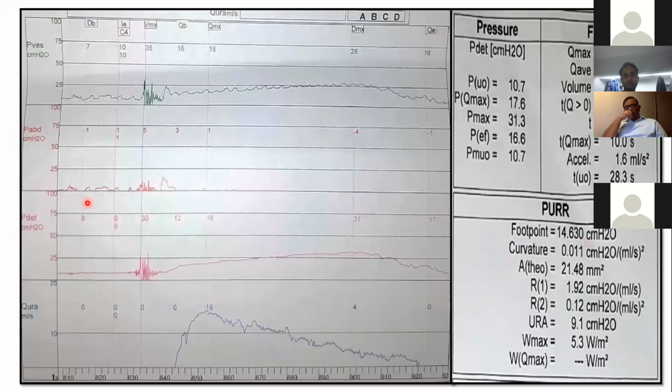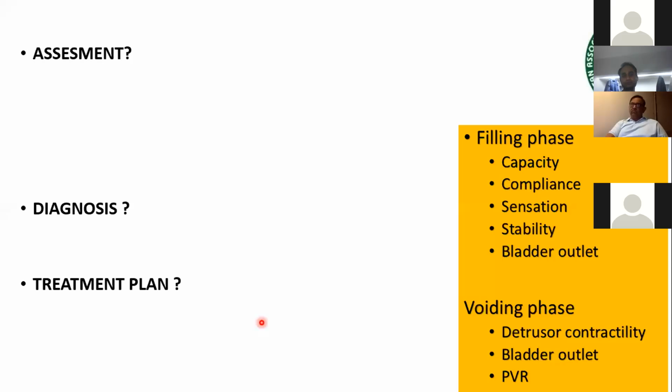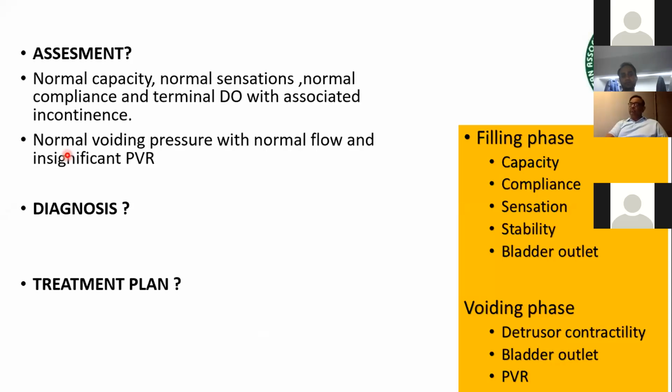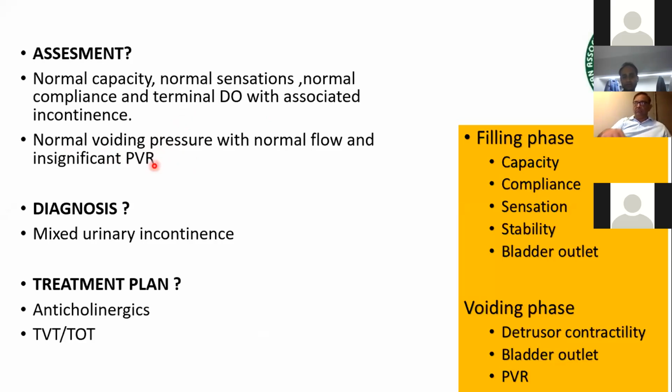And when we look at the voiding phase of this patient, her detrusor pressures are pretty much within the normal limit, and she has a normal flow. So the assessment is a normal capacity, normal sensations, a normal compliant bladder with terminal detrusor overactivity with associated incontinence. She has a normal voiding pattern, normal pressures with a normal flow, and insignificant post-void residue. She had mixed urinary incontinence, and the treatment that we had for her would be anticholinergics with some TVTs and TOTs. This was the last case for today.